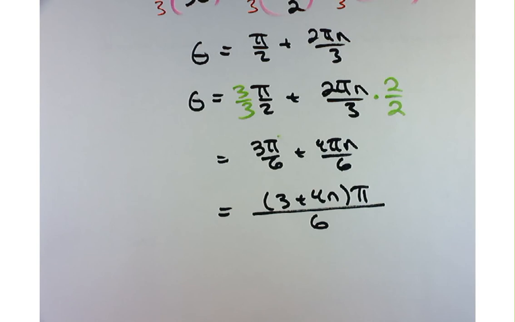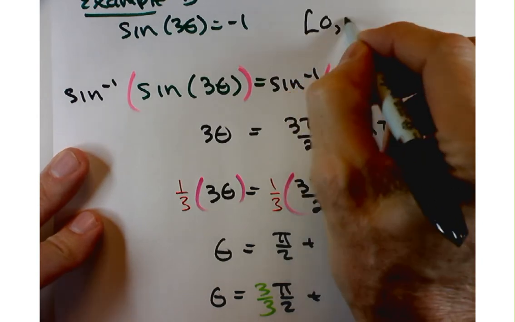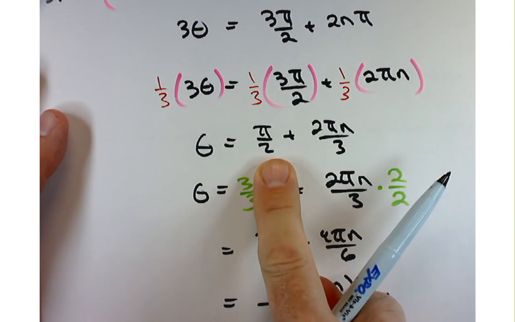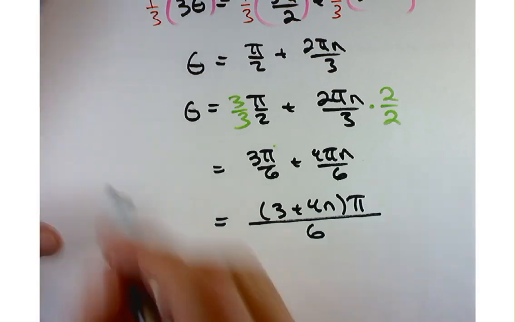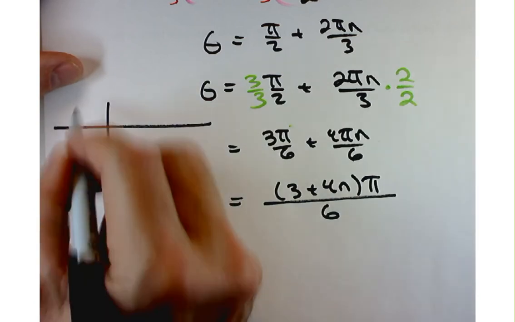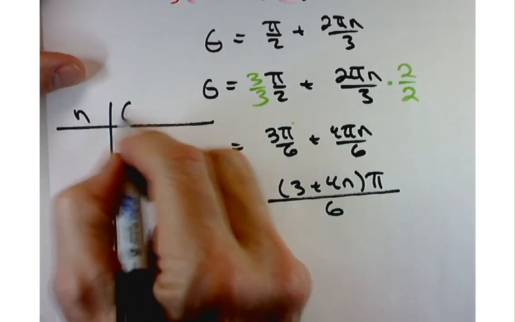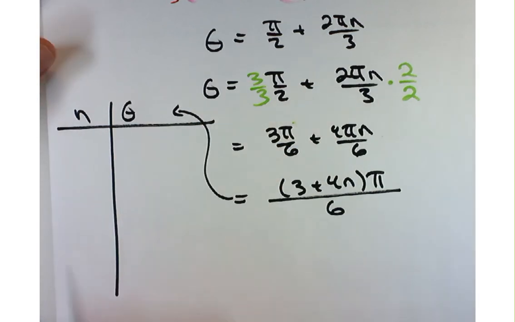Now, why am I doing all this? Well, remember they asked us for a solution in the range of 0 to 2 pi. And I can't just stop with the first one that I see. I've got to make sure that I've got all of them. So let's make ourselves a little table here and keep on putting in values of n until we get past 2 pi. So I'll start with n equals 0.